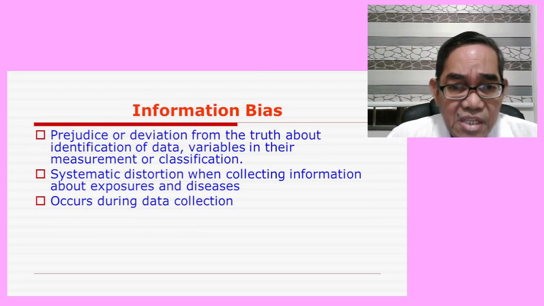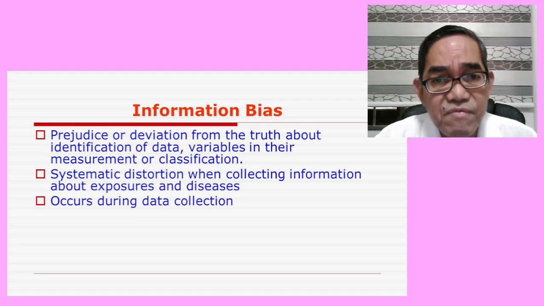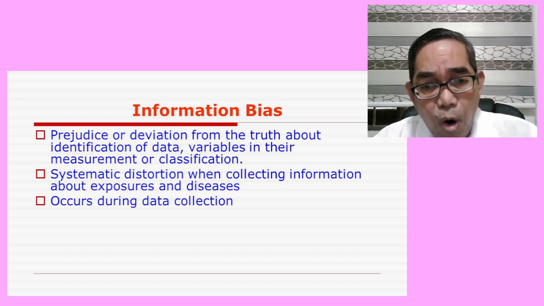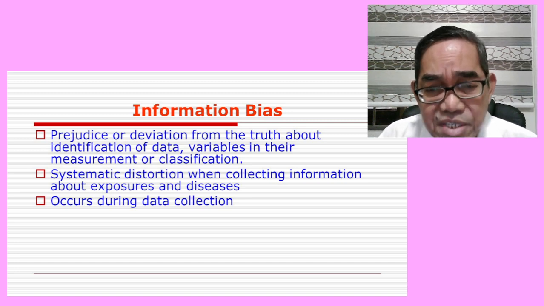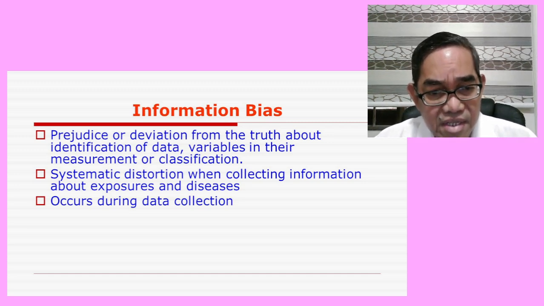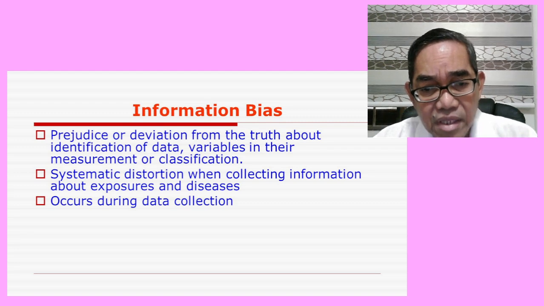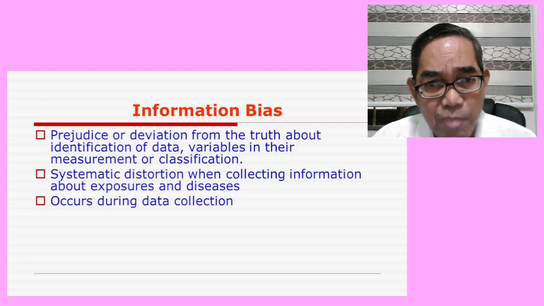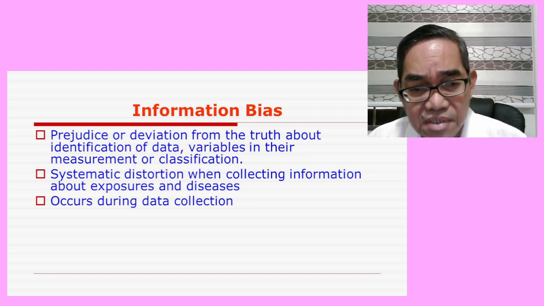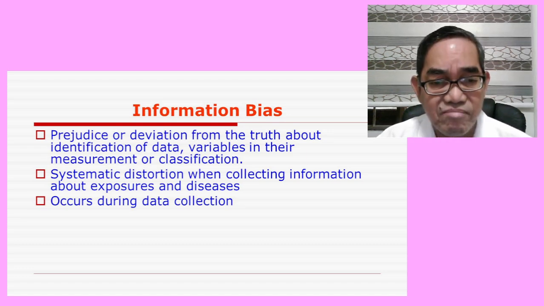First, we discuss information bias. That is a prejudice or a deviation from the truth about identification of data of variables in their measurement or in their classification. When we classify the variables, it is also a systematic distortion when collecting information about exposures and disease, classification, labeling of exposure and the disease, and information bias occurs during data collection.